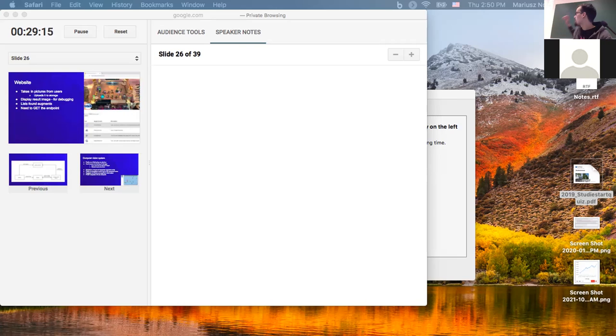The website is at the right here. It takes in pictures from users, preferably in 1080. It uploads it to storage. It displays the results up here for debugging purposes. It then lists all of the found augments. It could have been improved a bit with a get endpoint instead. But yeah, I need to get the endpoint.